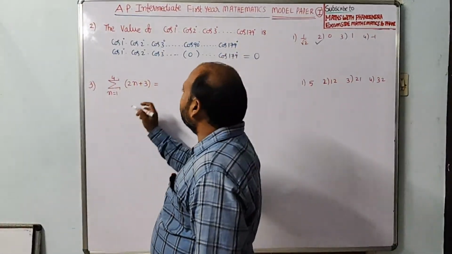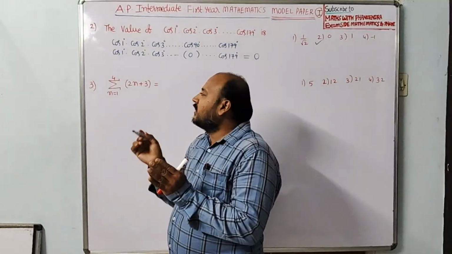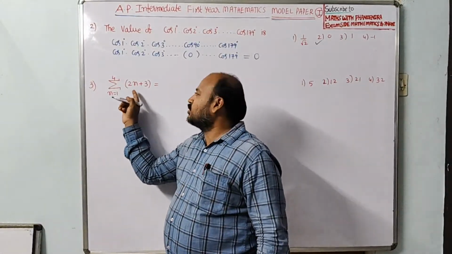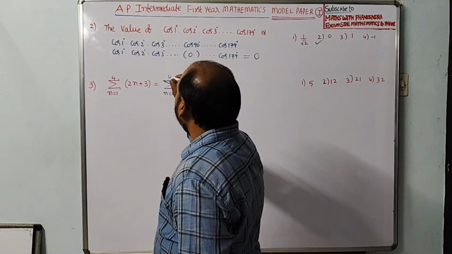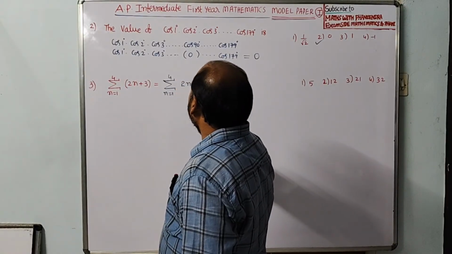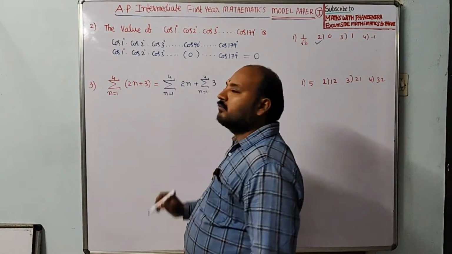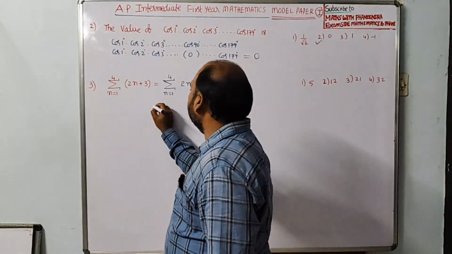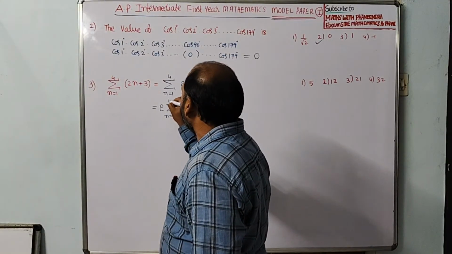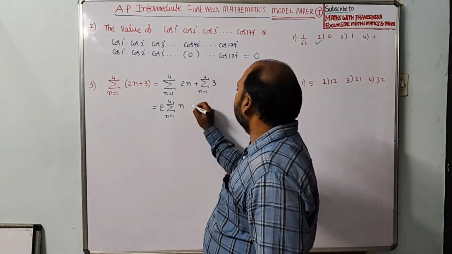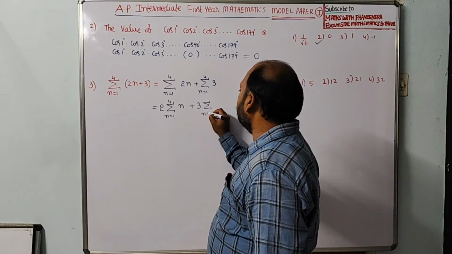So come to question number 3. Sigma n is equal to 1 to 4, 2n plus 3 equal to. So first you have to apply sigma for every term of this expansion. Here 2 terms are there. So sigma n is equal to 1 to 4 of 2n plus sigma n is equal to 1 to 4 of 3. So the constant 2 is brought outside of the sigma. So 2 into sigma n is equal to 1 to 4 of n, plus 3 also brought outside, sigma n is equal to 1 to 4 of 1.